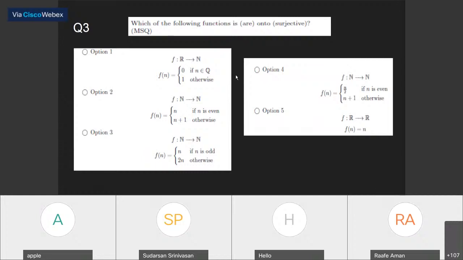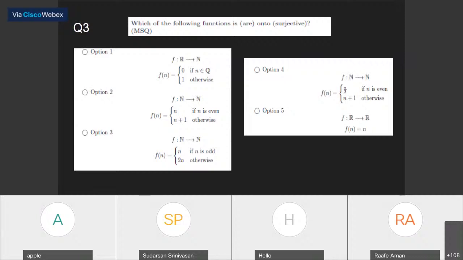So again, we have one more question on one of the topics from week one. Which of the following functions is or are onto? That is surjective. So you have multiple correct options here. These are the 5 options. I'll read out the options one by one.